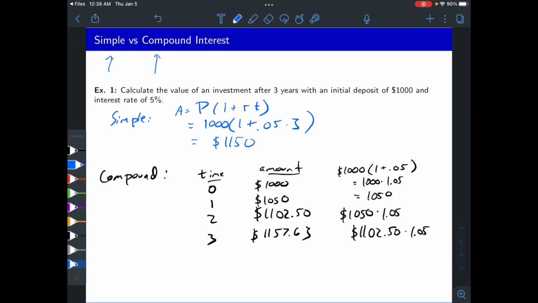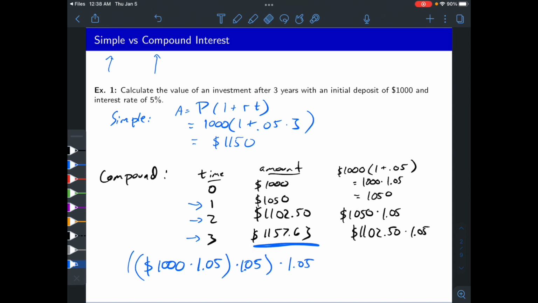So what would be a more efficient way of computing this value here in this example? We started with $1,000, and then to get to time 1 in this table, we multiplied by 1.05, and this answer was 1050, right? How do we get to the next thing on the table? Well, we again multiplied by 1.05. And then how do we get to the next thing on the table? We again multiply by 1.05.